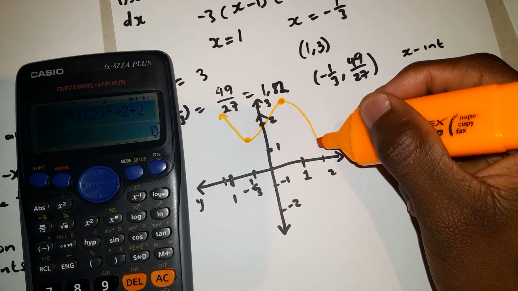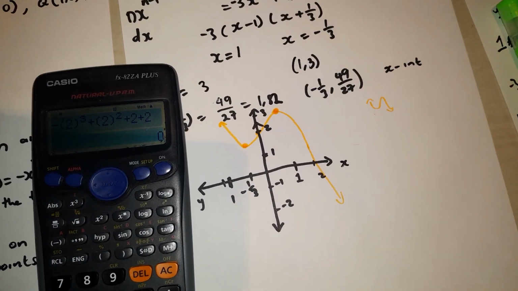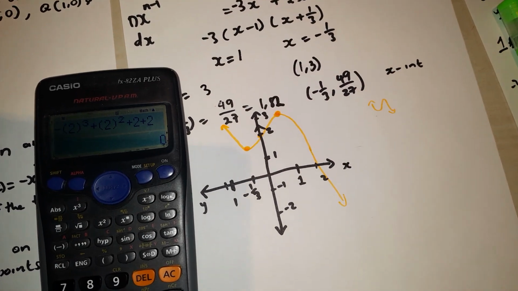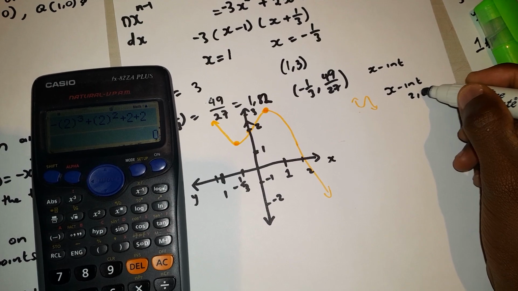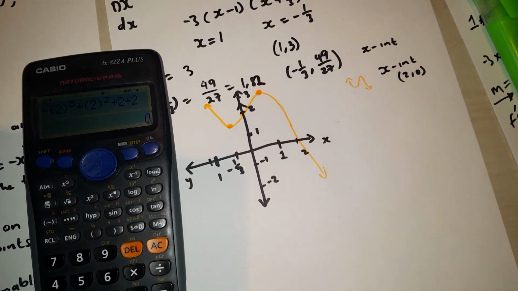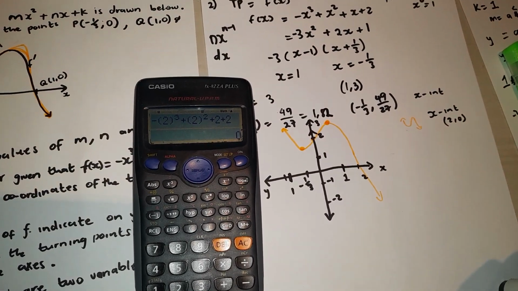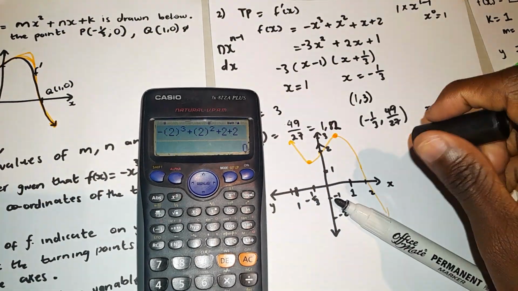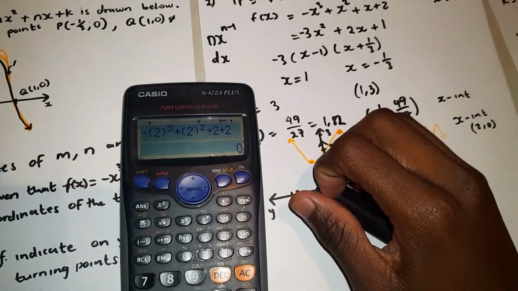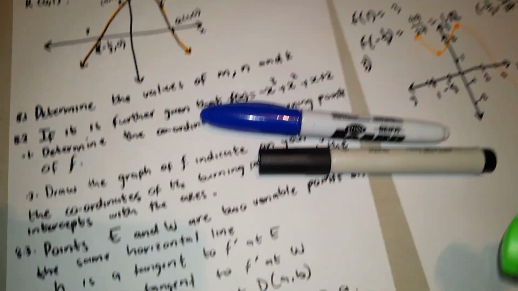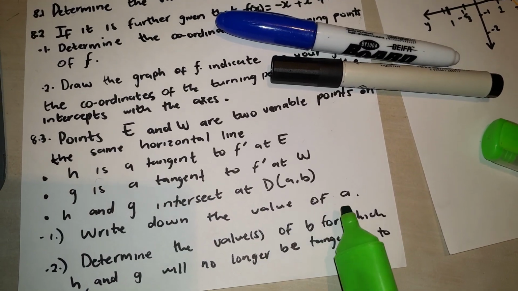Which is here. You can see the x-intercept is 2. So now let's try to do another question. So now here the question says, determine the value of A.